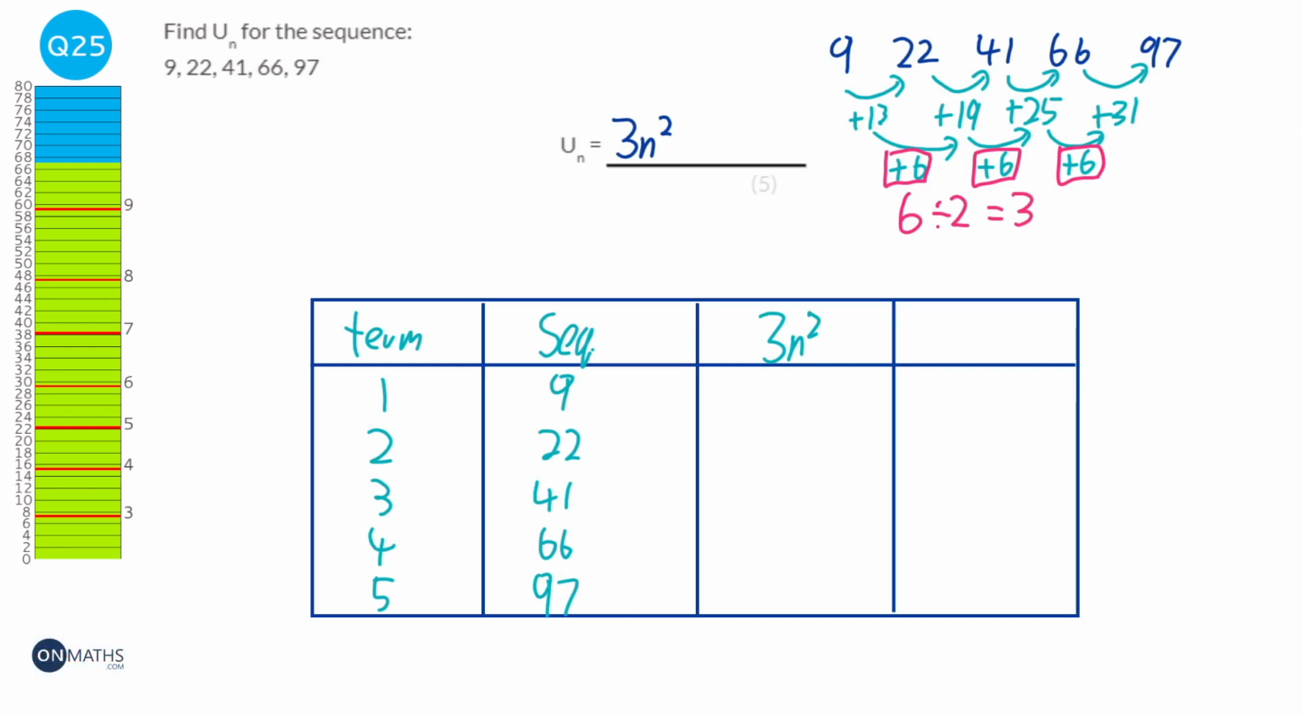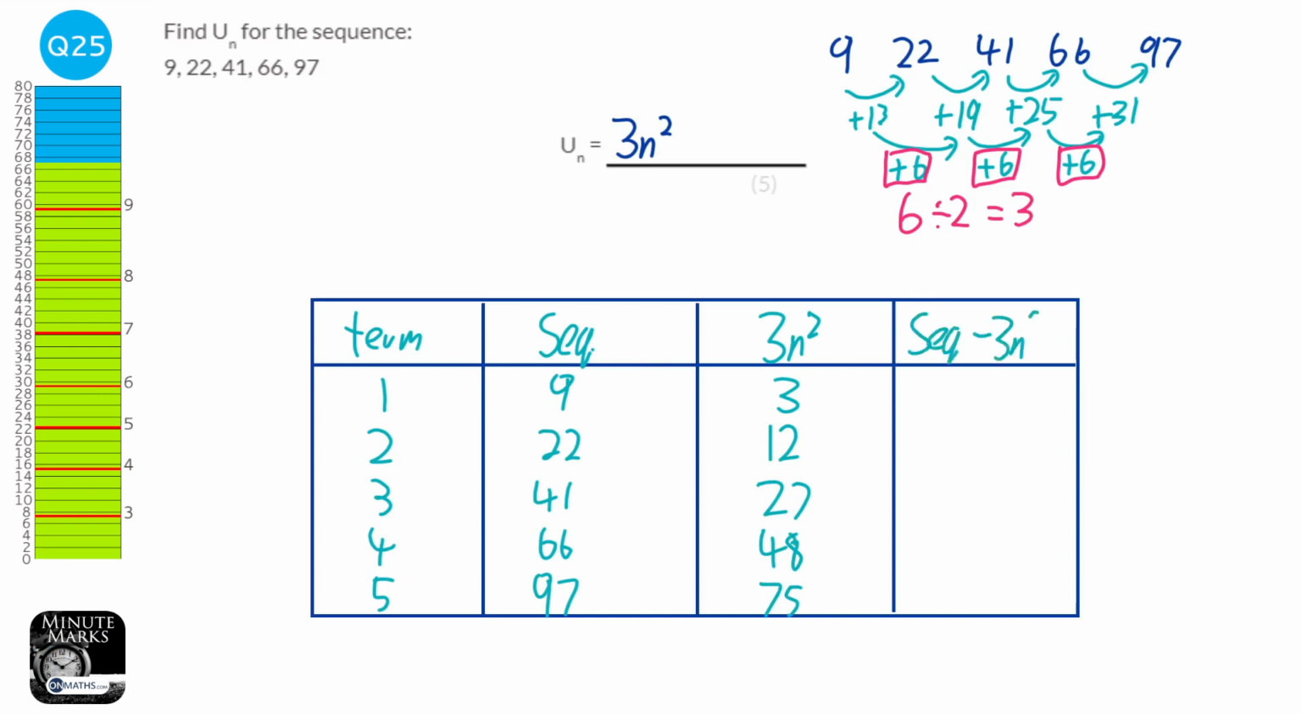So we're going to do 3 times 1 squared, which will be 3, 3 times 2 squared, which will be 12, and then 3 times 3 squared, 27, 3 times 4 squared, 48, 3 times 5 squared, 75. And we're just going to remove that from our sequence. So we've got our sequence, and we're removing the 3n squared bit, because we know what that is. We've already answered that part. So 9 take away 3 is 6, 22 take away 12 is 10. So they're not the same with this. 14, 18, 22. Now what do you notice?